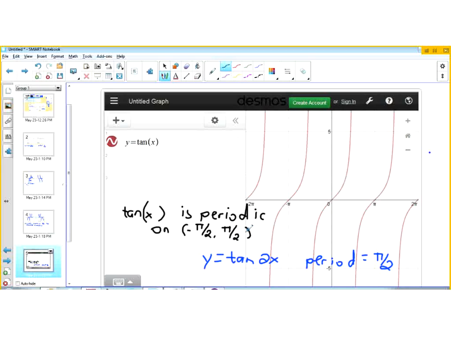Now, for tangent of 2x, so the tangent function has a period of pi. All right, so that's the pi. So for the tangent of 2x, the period is pi halves. So basically what we'll have to do is shrink the interval for which the period happens. So the way we would deal with this is, since we're having the period, we would have the endpoints of the interval of the period.